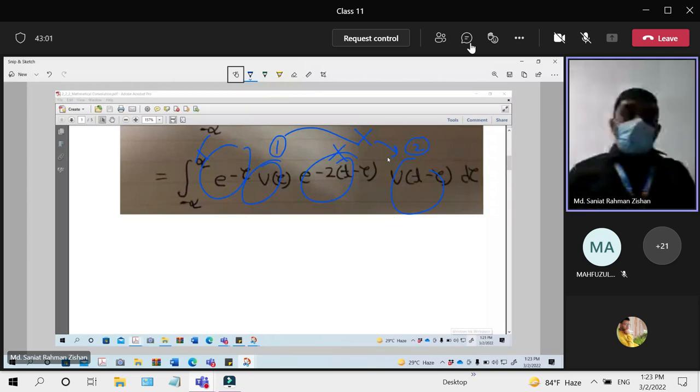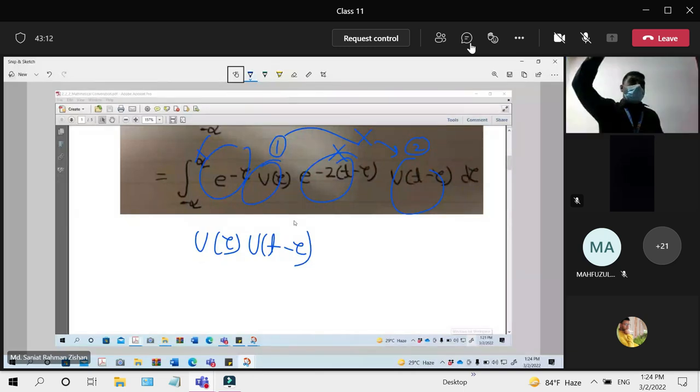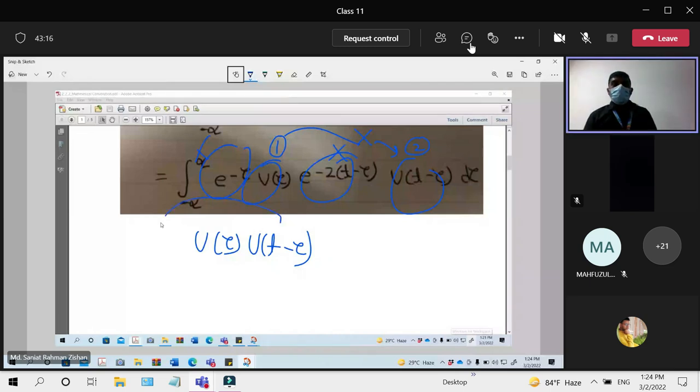So what I'll be doing right now, at first I'll be multiplying u tau and u t minus tau. And then I'll be thinking about the others. At first I'll be thinking about these two. Again, look at this one. This one is similar to chapter 1. In chapter 1, we solved these types of problems, even more complicated problems than this one. Okay. Again, I'll be showing you this part quickly.